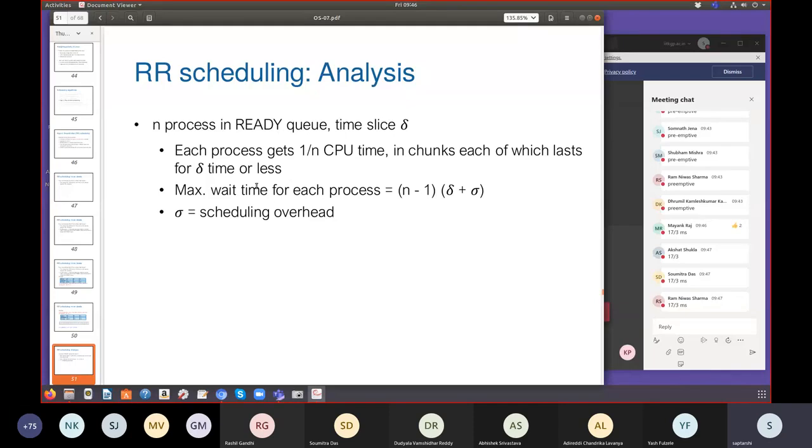So what is the maximum waiting time for each process? It's (n-1) multiplied by delta plus sigma, where sigma is the scheduling overhead. Between two runs of a process, a process was given one slice, and at some later point of time it was given another slice. The maximum waiting time between these two is (n-1) multiplied by the time slice delta plus sigma, where sigma is the scheduling overhead.